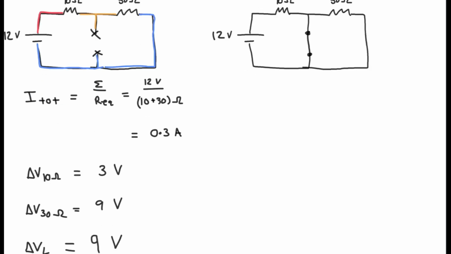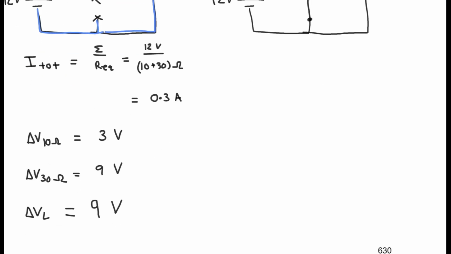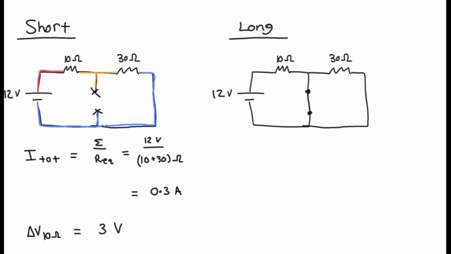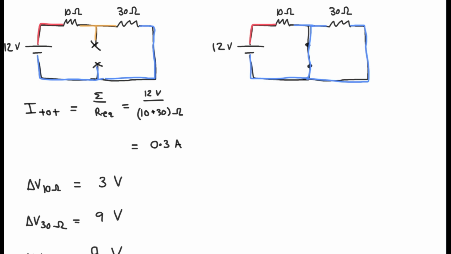Okay. And now for the long time analysis. For the long time analysis, notice we have this short caused by the inductor. Due to the fact that it's a short circuit, we actually get the color blue on both sides of the 30 ohm resistor. So as such, it is effectively shorted, and it's just removed from the circuit entirely. So we just have all 12 volts being dropped across the 10 ohm resistor. So again, this loop is essentially just cut off.